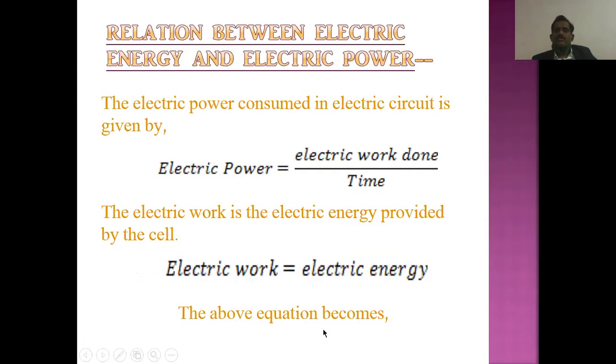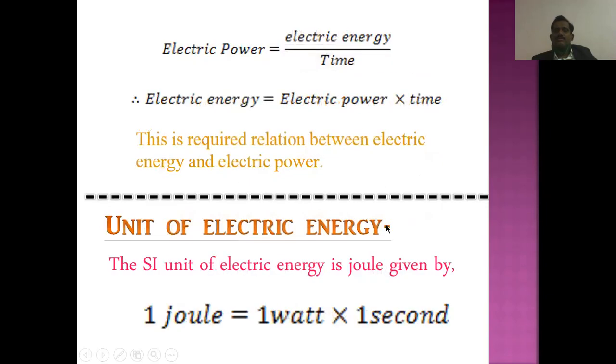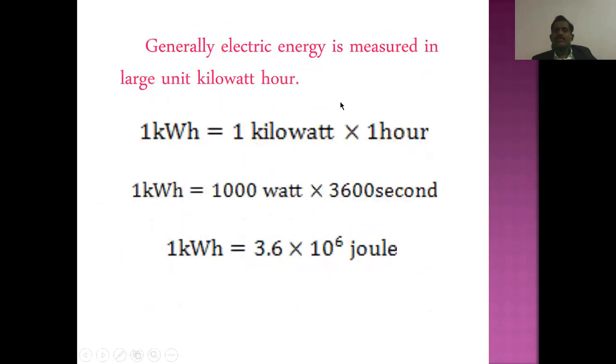So we want to obtain a relation between the electric energy and electric power. Electric energy and electric power are different phenomena. The electric power consumed in an electric circuit is given by this equation. So electric power is equal to electric work done divided by time. Using this equation, electric work can be calculated. So electric power into time is called the electrical energy. So we write here electric power is equal to electric energy divided by time. So electric energy is equal to electric power into time.